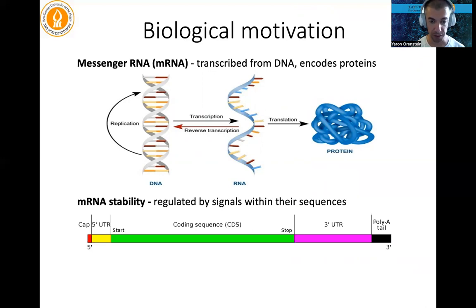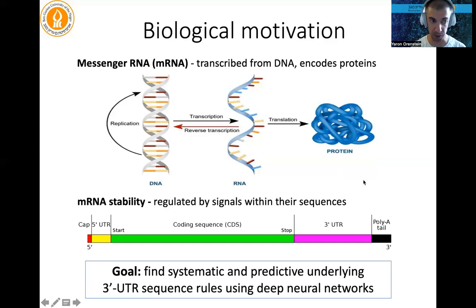And in vivo, in the cell, the regulation over the stability of these messenger RNA molecules is mostly controlled by elements found in the 3' UTR, the region that is downstream of the coding sequence, which contains a sequence and regulatory elements that regulate the stability and degradation of the mRNA. So the goal in our study is to find systematic and predictive underlying 3' UTR sequence elements using deep neural networks.